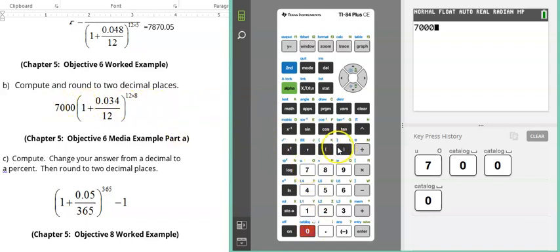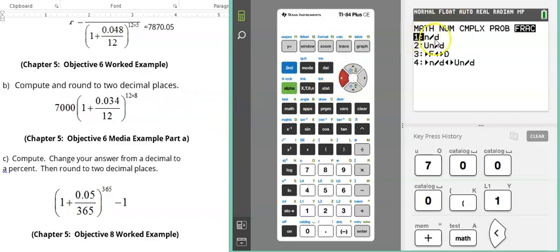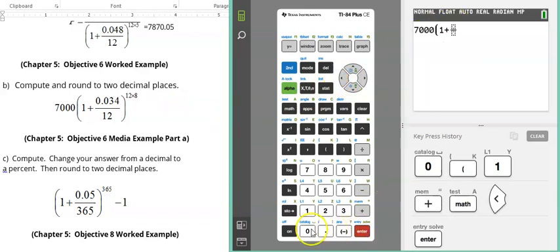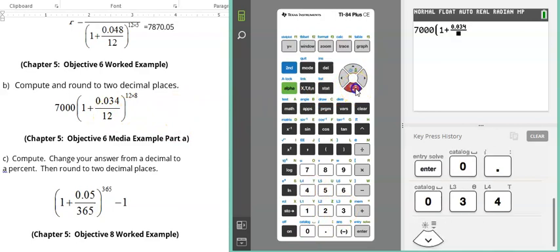Now we need parentheses, 1 plus, now I need to put in a fraction, so I go to Math, arrow over to fraction. I need n over d, so I'm going to hit enter. In the numerator we have 0.034, and in the denominator we have 12.